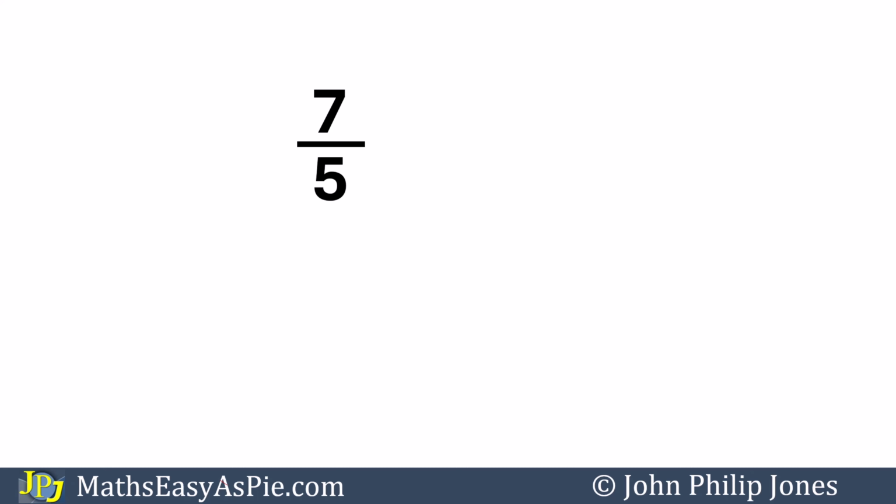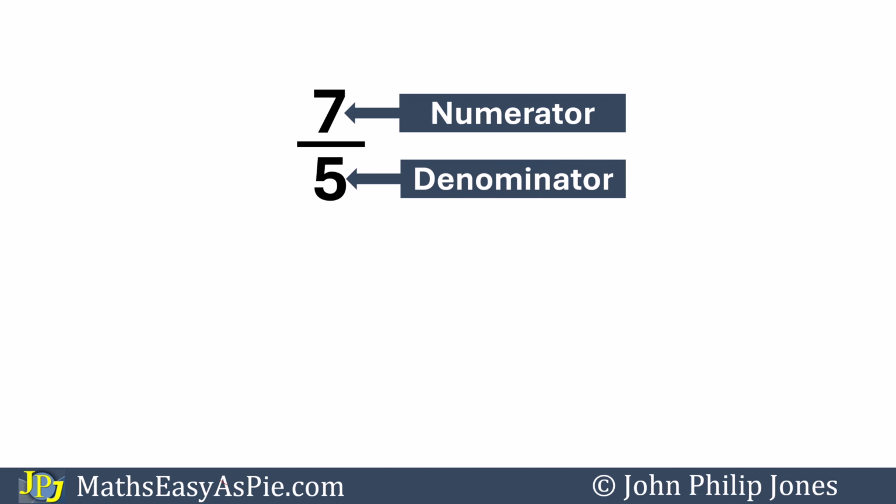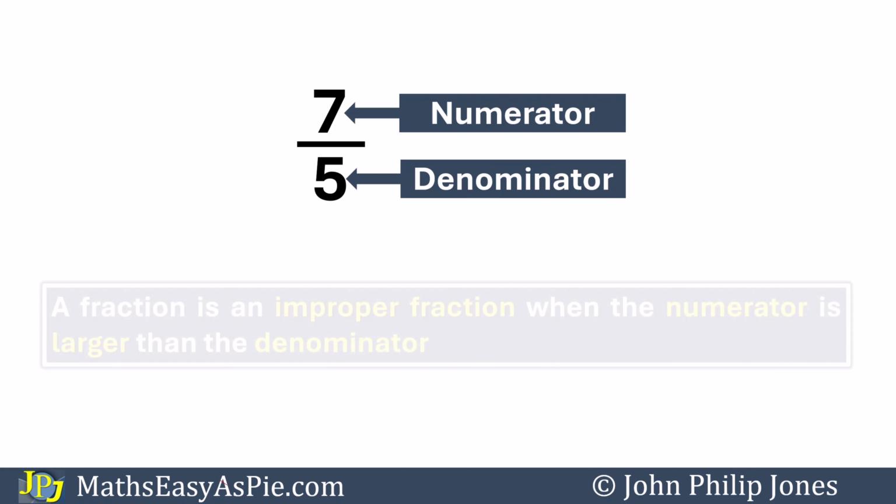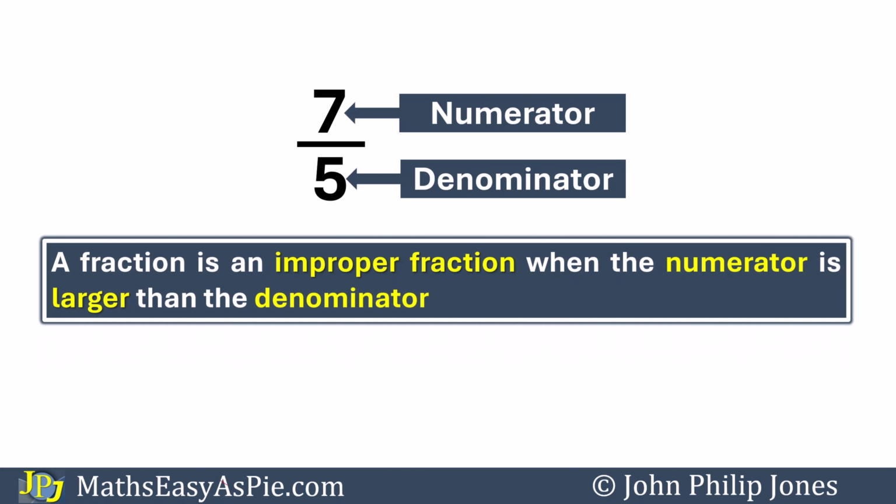terms associated with fractions. We know the number on the top is called the numerator, and the number on the bottom is called the denominator. A fraction is an improper fraction when the numerator is larger than the denominator. So if you look at the fraction in front of you, you can see that the 7 is larger than the 5. Consequently, 7 over 5, or 7/5, is an example of an improper fraction.